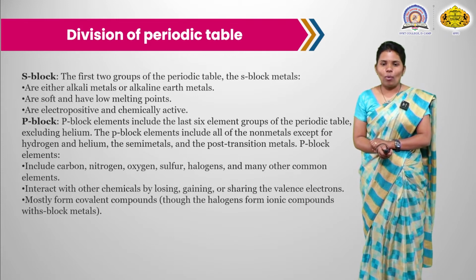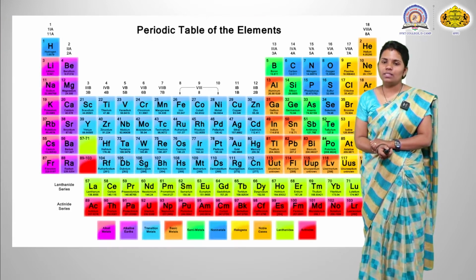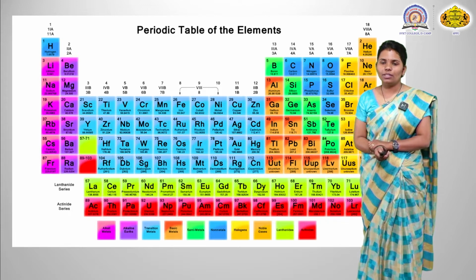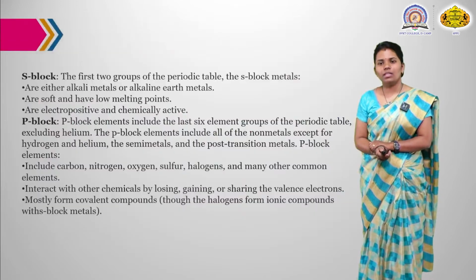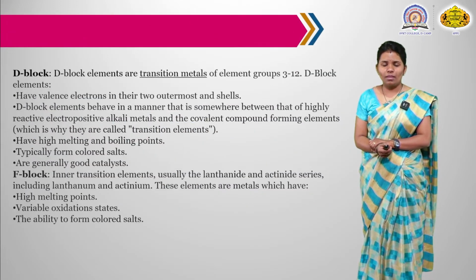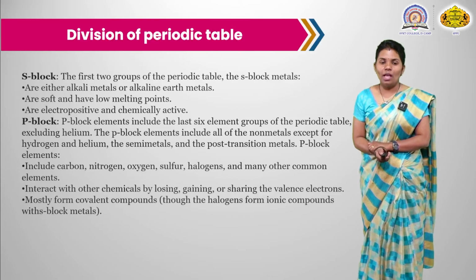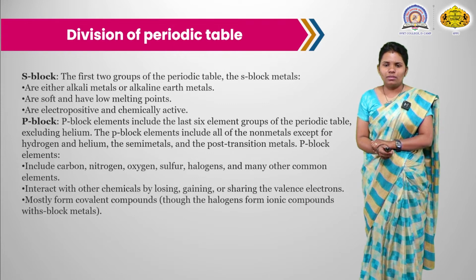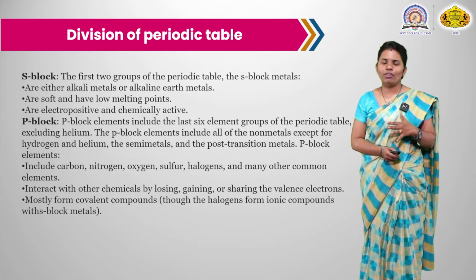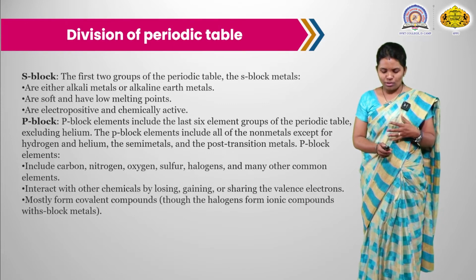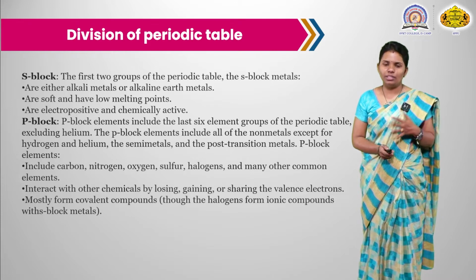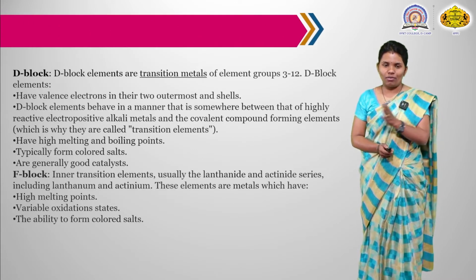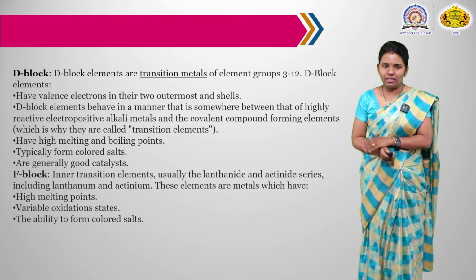Mostly they form covalent compounds, and carbon is the non-metal we are very used to in our daily chemistry. So, this is all about the S and P block. The P block generally shows losing, gaining and sharing of valence electrons. So, mostly they are electronegative. As we go from left to right, the electronegativity of the elements increases.